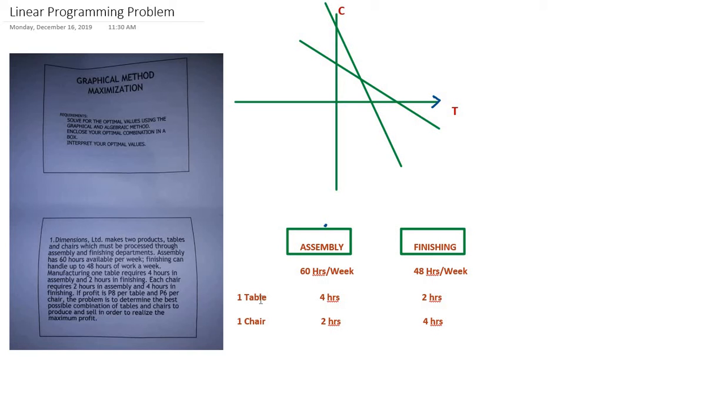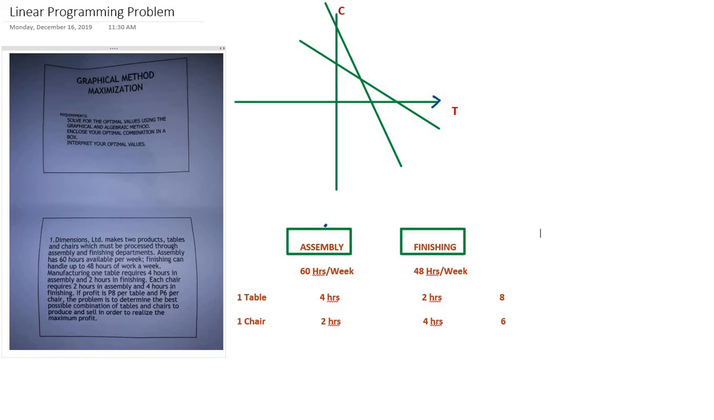Manufacturing one table requires 4 hours in assembly and 2 hours in finishing. And each chair requires 2 hours in assembly and 4 hours in finishing. If profit is P8 per table, actually this P8 is some printing error, so it will basically be 8 rupees or $8, whatever you may take, and the profit per chair is 6, right?